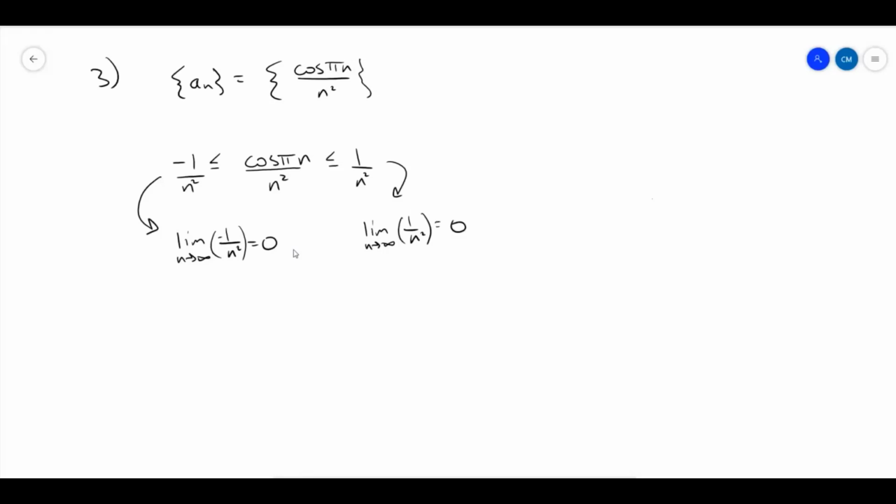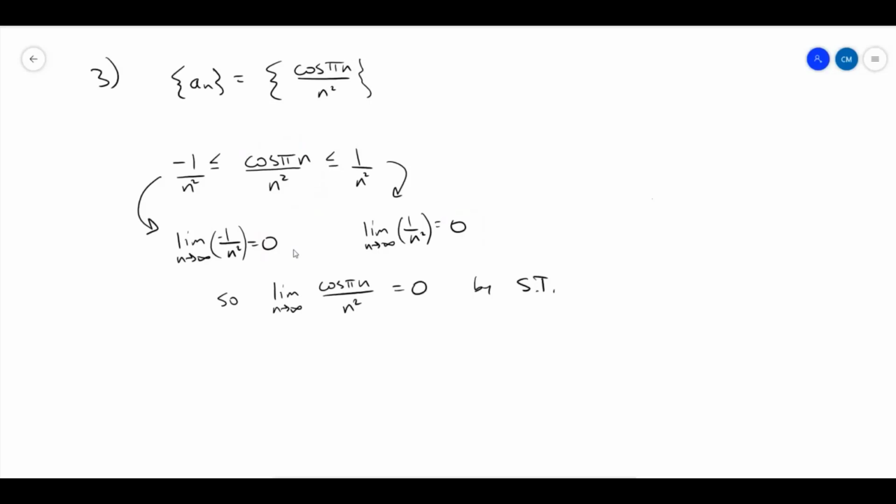And so since both of these have the same limit, and this inequality is true, basically what that means is that the other function in the middle here is forced to have the same limit as the smaller one and the bigger one there. So what we can say by the squeeze theorem is that the limit of this sequence here has to be 0 also by the squeeze theorem.